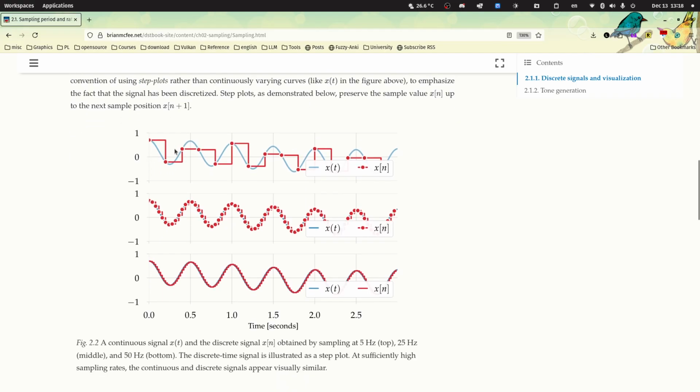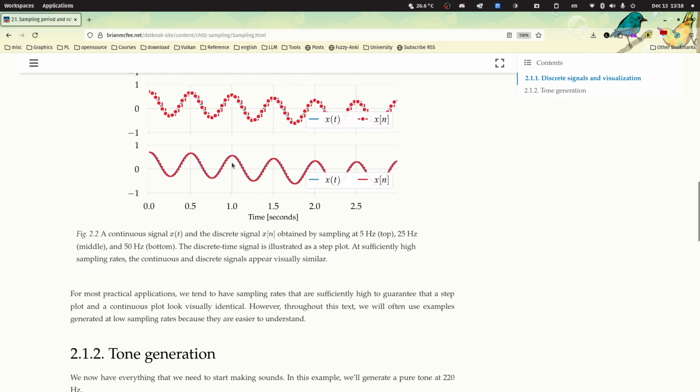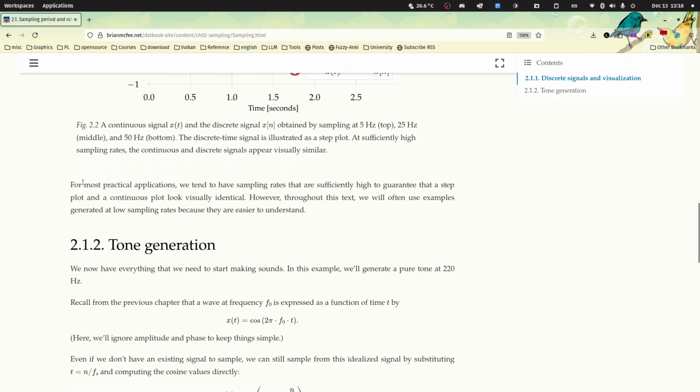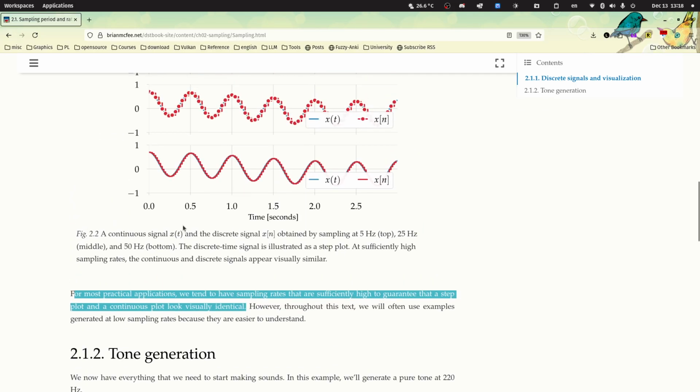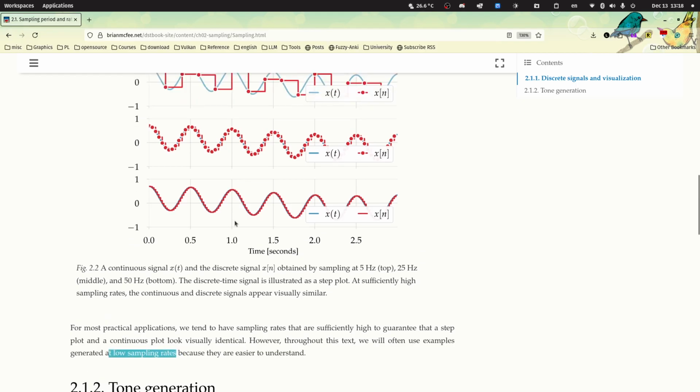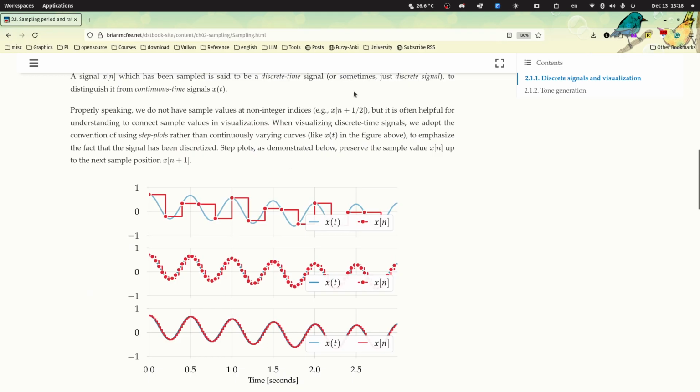Basically like the following. For most practical applications, we tend to have sample rates that are sufficiently high to guarantee that a step plot and a continuous plot look visually identical. Or how does a computer know how to plot a continuous plot? It's basically doing sampling. But just for demonstration purposes, we will use a low sampling rate, so it's easier to understand what's going on.